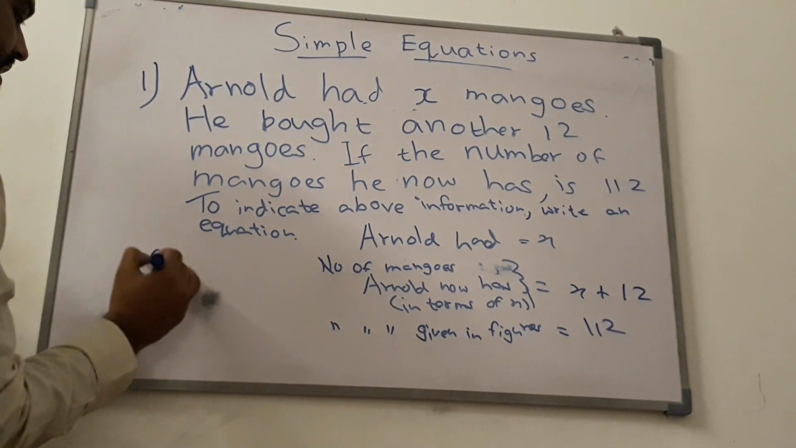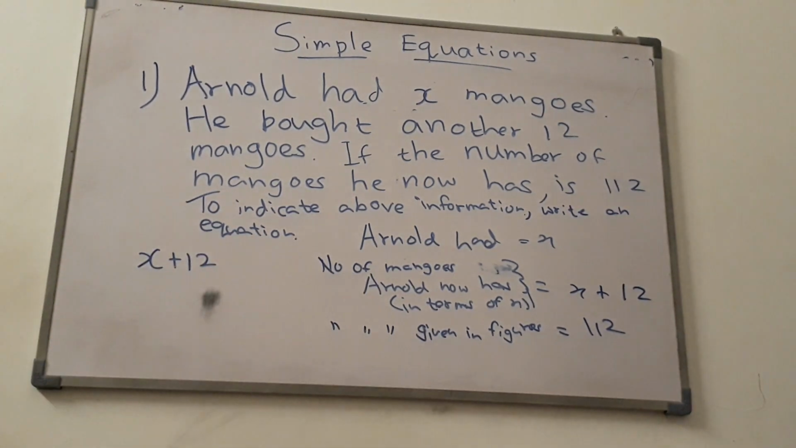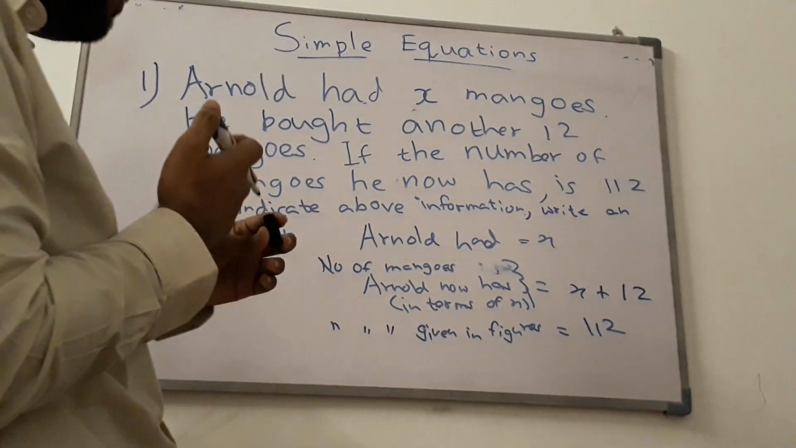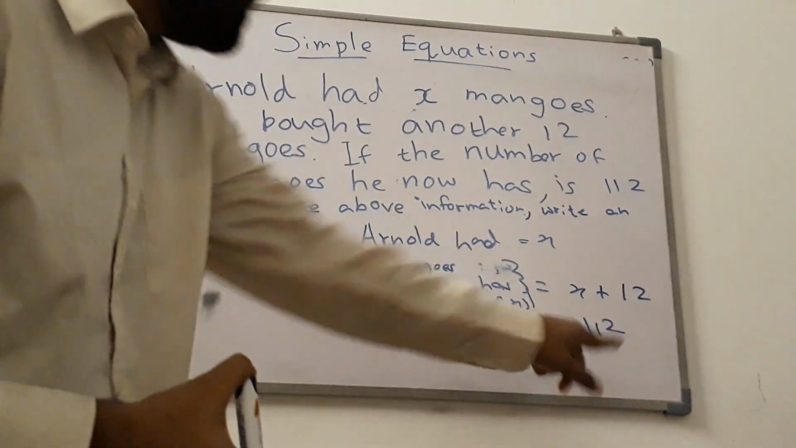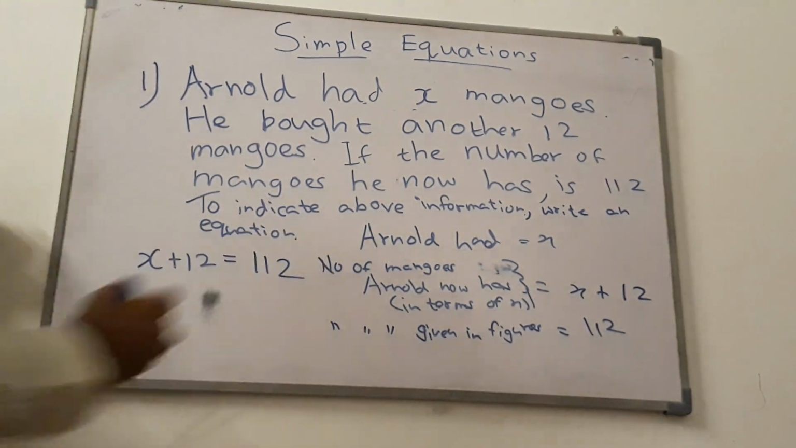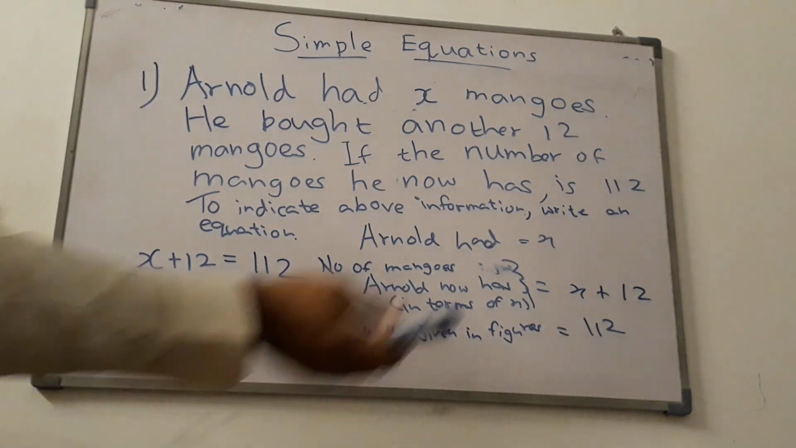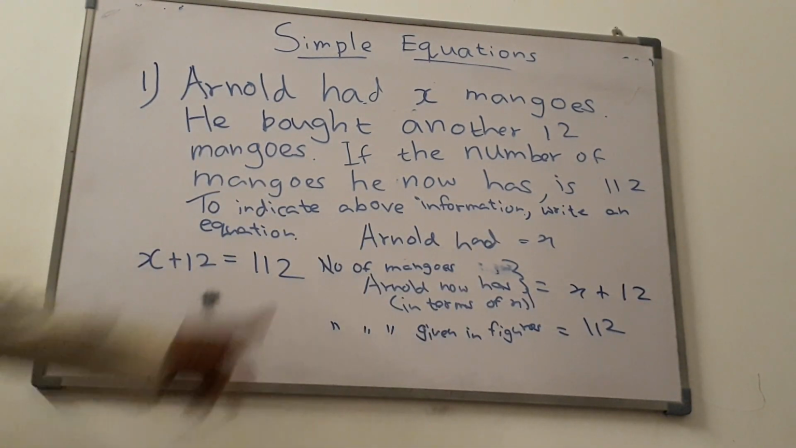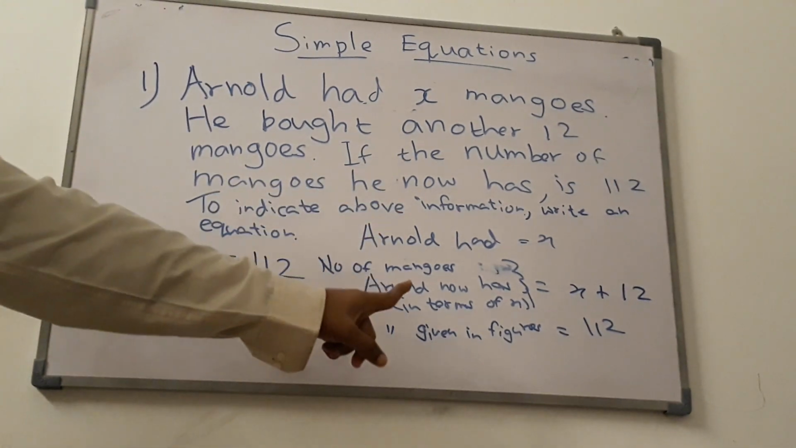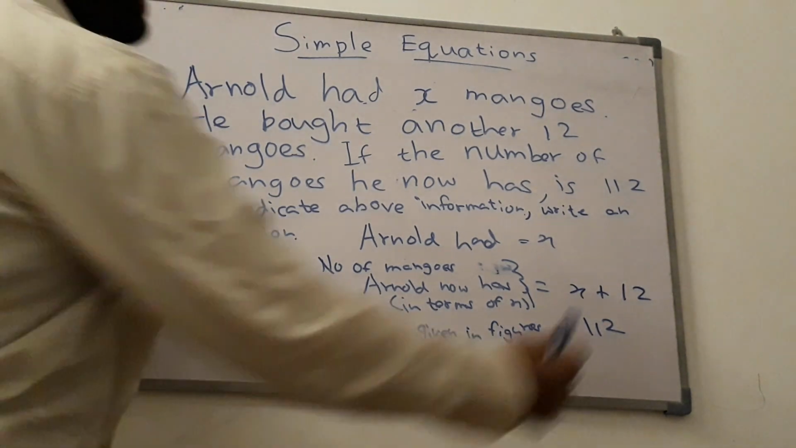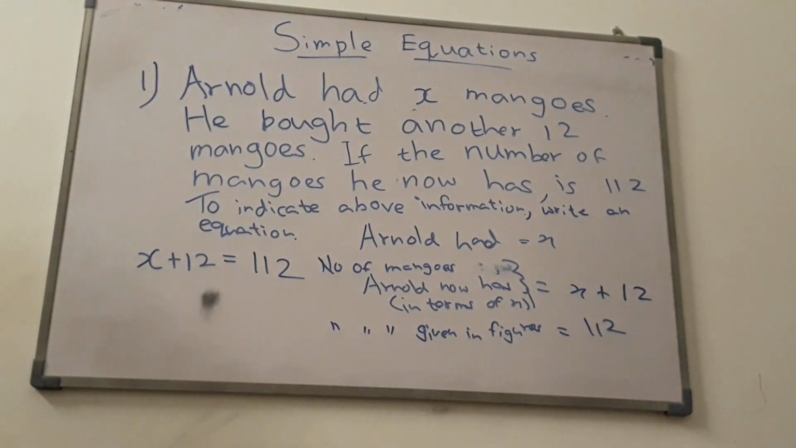Okay, X plus 12 is also the number of mangoes Arnold has right now. And also it is said the number of mangoes Arnold has is 112. So we can say X plus 12 is equal to 112. In terms of X, the number of mangoes Arnold has is X plus 12. And it is given in figures that the number of mangoes Arnold has is also equal to 112. So we can say X plus 12 is equal to 112.